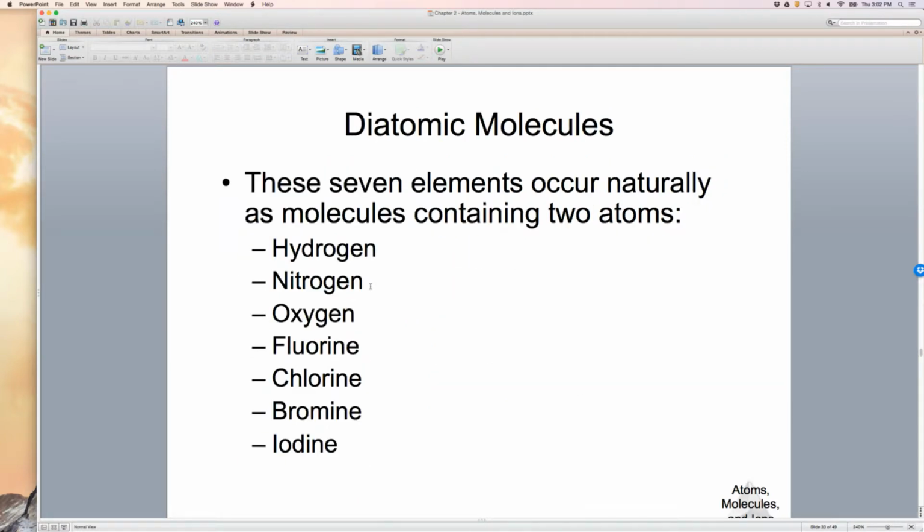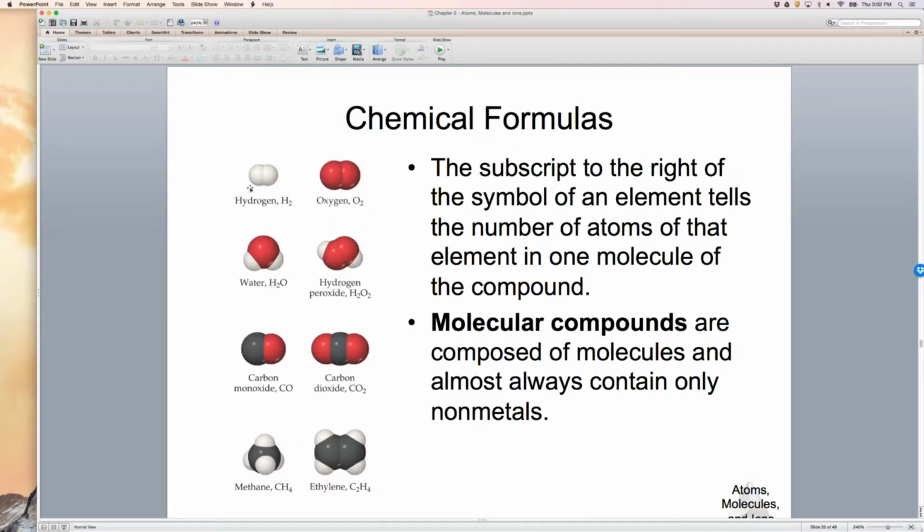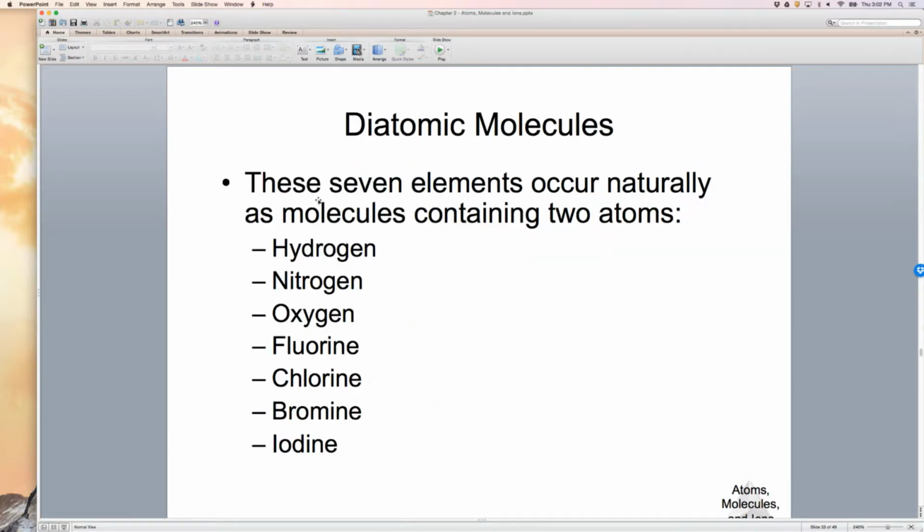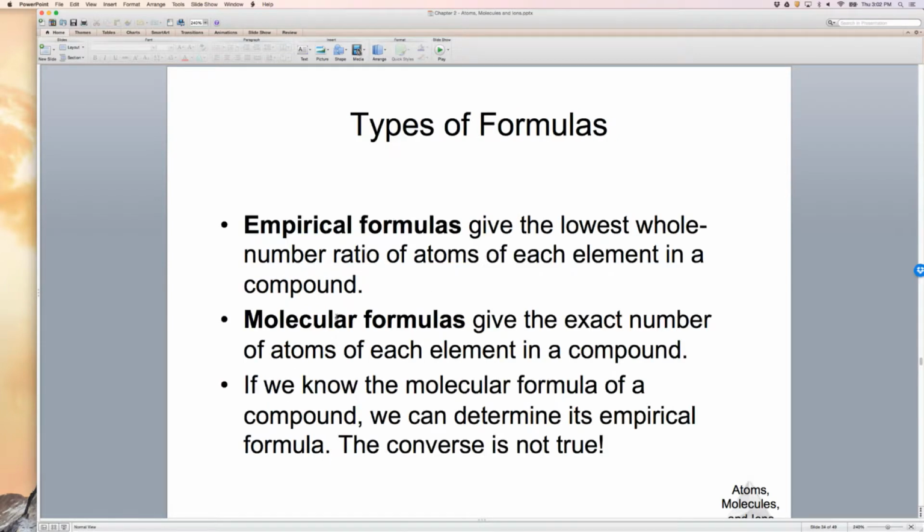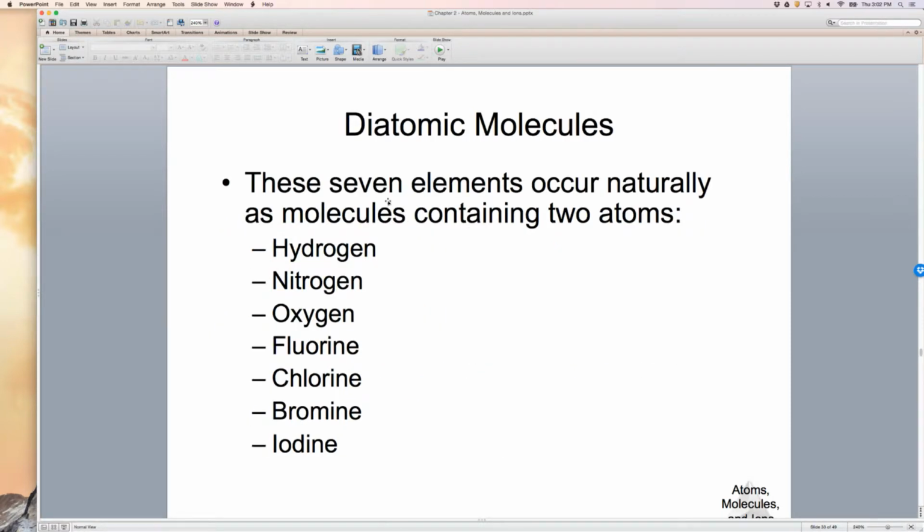So here we have the 7 diatomic molecules that you have to remember. You just have to remember these. Hydrogen does not exist by itself. Nitrogen does not exist by itself. They're all diatomic, as you see here in this slide. Oxygen, fluorine, chlorine, bromine, iodine. You just have to remember those.